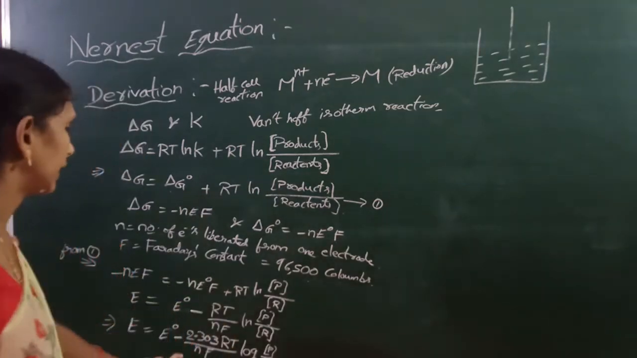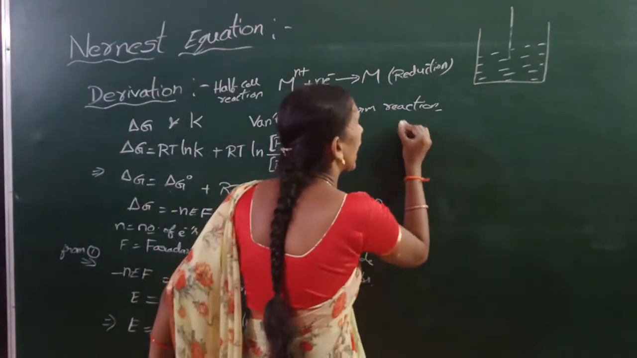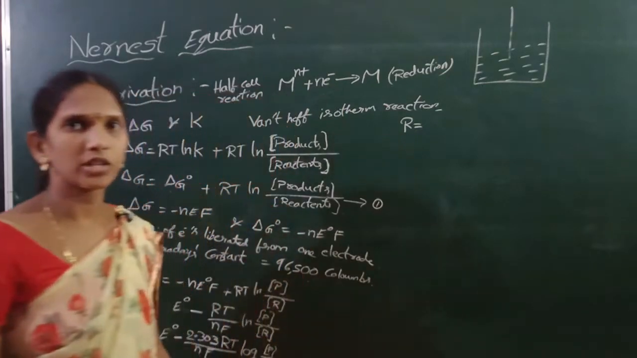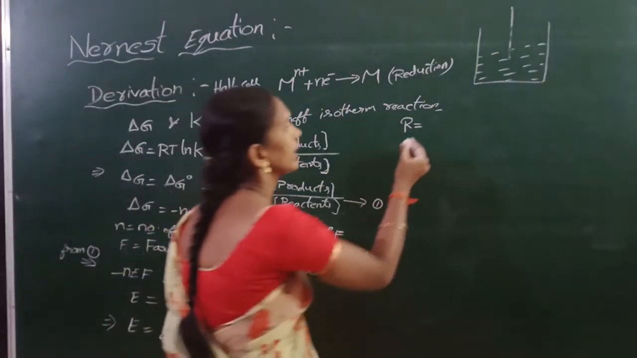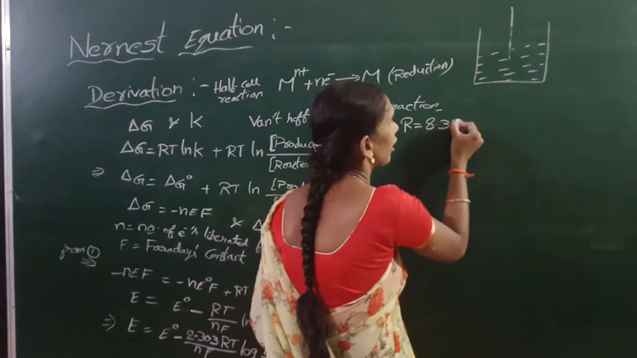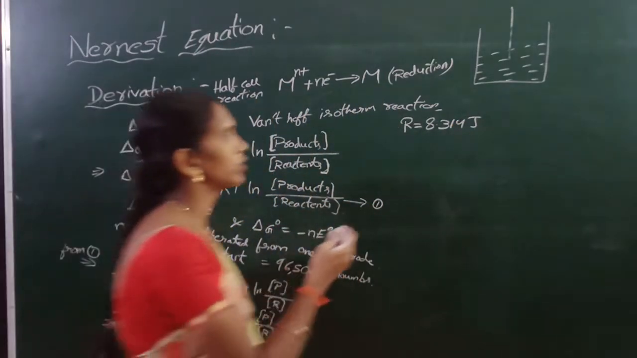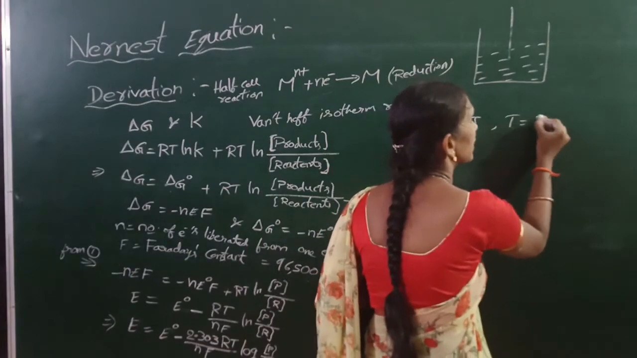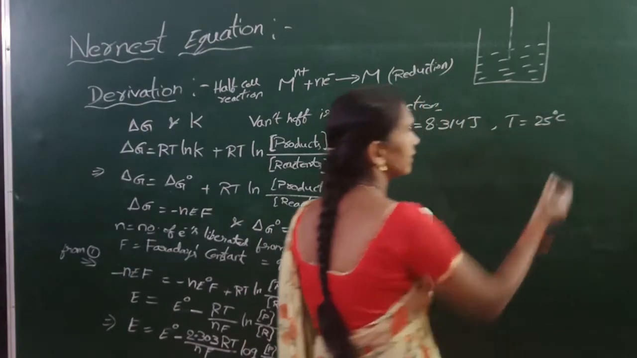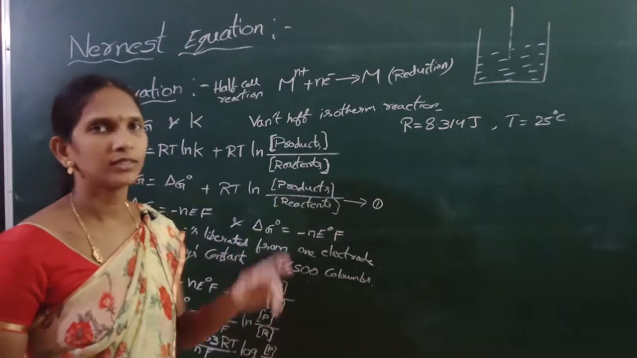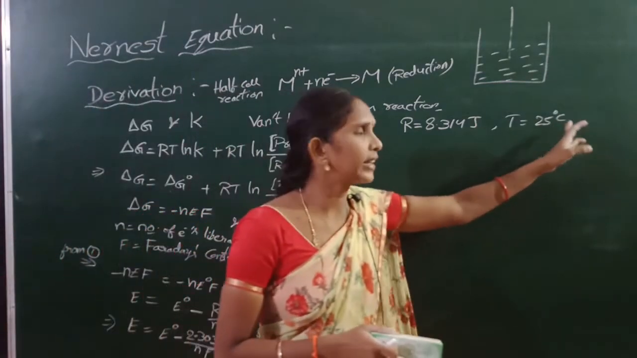Here R is the gas constant, 8.314 joules, and T is temperature. Standard temperature is 25 degrees centigrade.